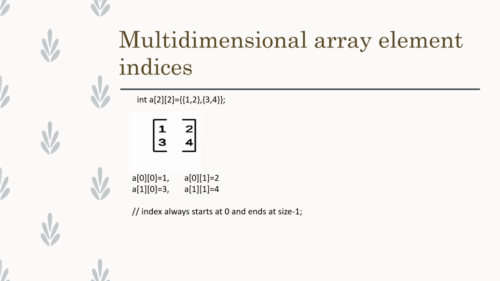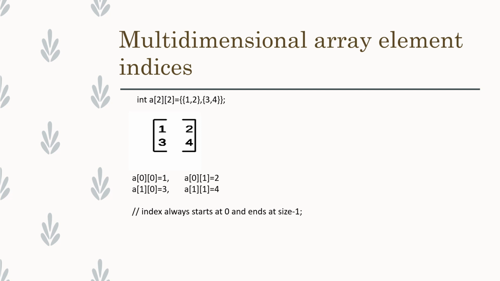Next part is about multidimensional array element indices. As we have seen so far, in a single dimensional array, we were having 0 to size minus 1 indices. Similarly, in a multidimensional array also, we have 0 to size minus 1 indices in rows as well as columns. So I have declared here with initialization: int a[2][2], that is 2 rows 2 columns, equal to {1, 2}, that is the first row elements shown in separate curly braces, comma {3, 4}, shown in different curly braces, which is showing the elements of the second row.